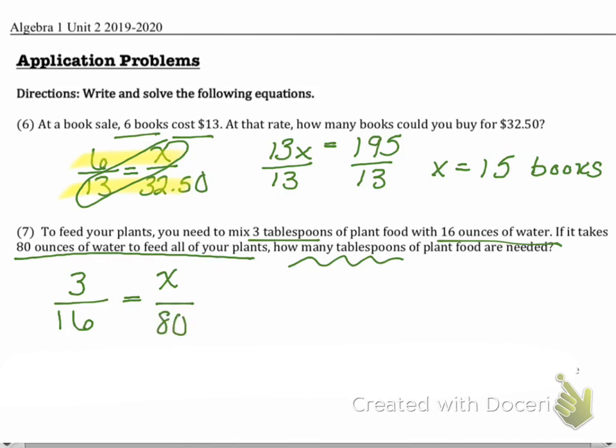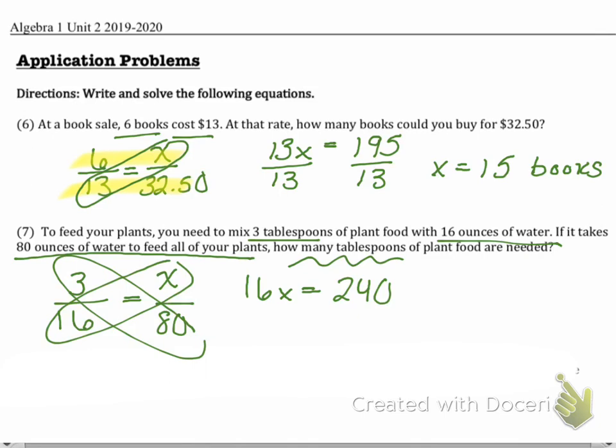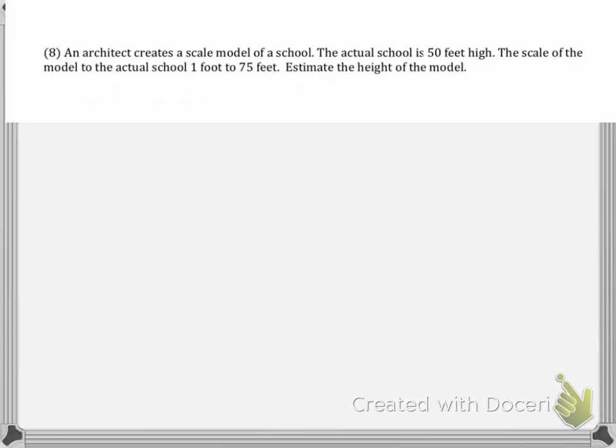Then I can go ahead and cross multiply. So I get 16x is equal to 3 times 80, which is 240. So that's what I did here. And then I'll divide that by 16. And that gives me a value of 15, and that would be 15 tablespoons. And then finally, number 8.